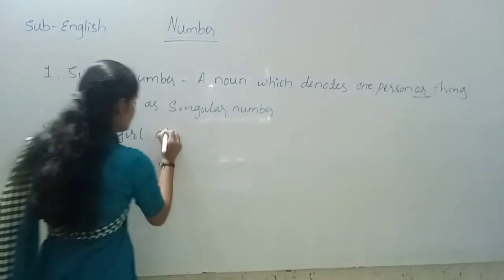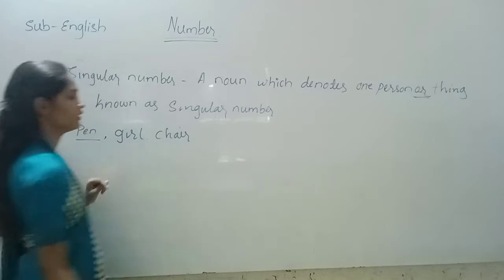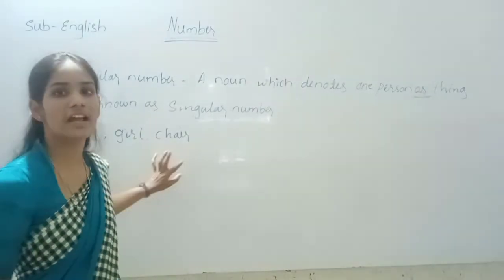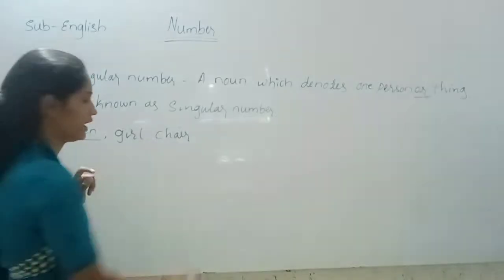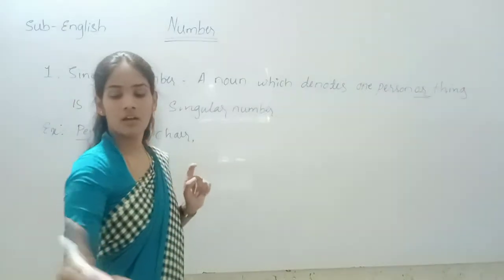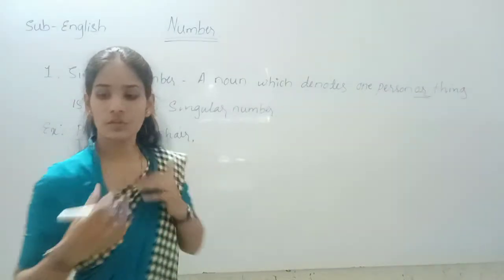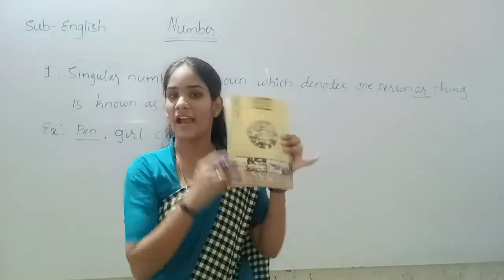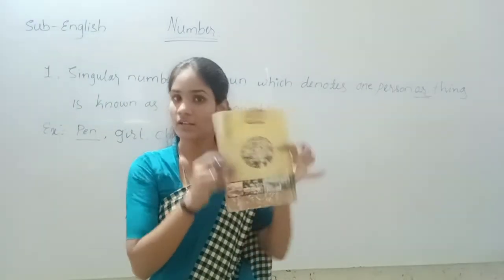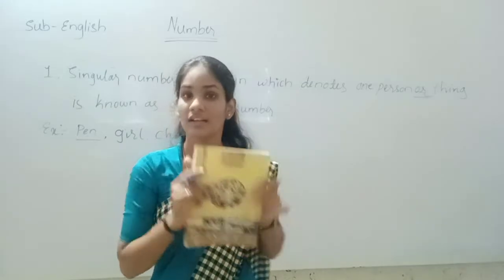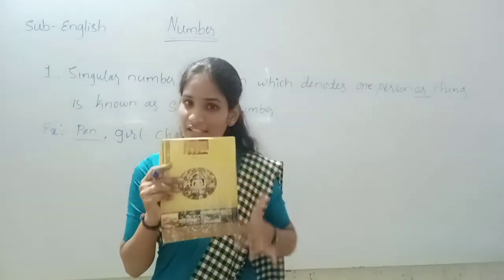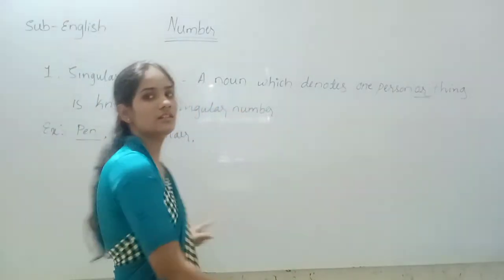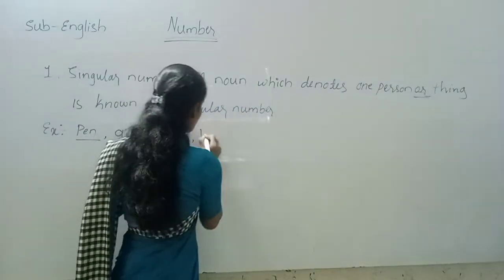Chair. Only one chair is there, only one number is there, so it is known as singular. Then book. Suppose I have a book. Only one book is there in my hand. Is it singular or plural? Only one, so it is singular. Book.